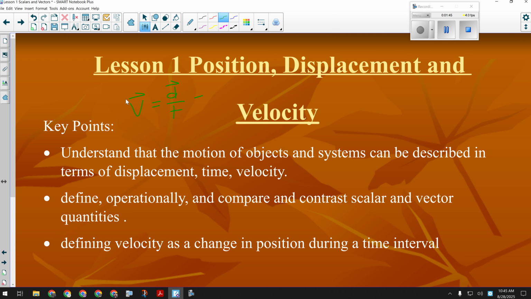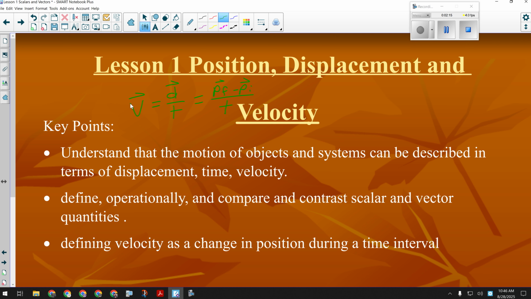Which can also sometimes be written like this: final position minus initial position over time. What do the little arrows over the top mean? That it's a vector quantity. So this formula is calculating velocity by dividing displacement, which is a vector quantity, by time, which is a scalar quantity. Its other version is final position minus initial position, both vector quantities, divided by time.